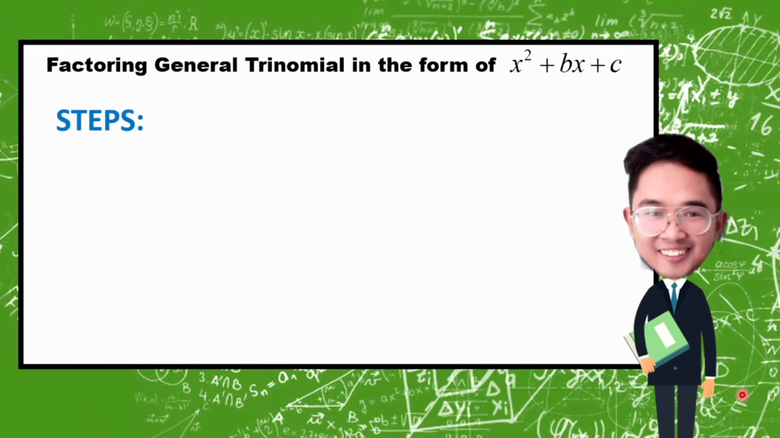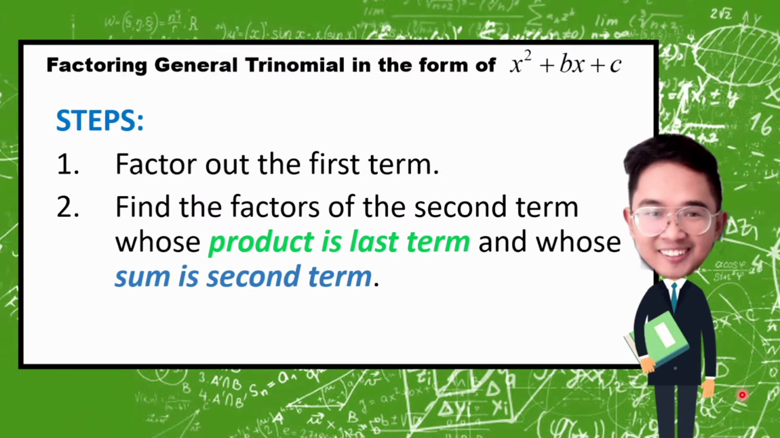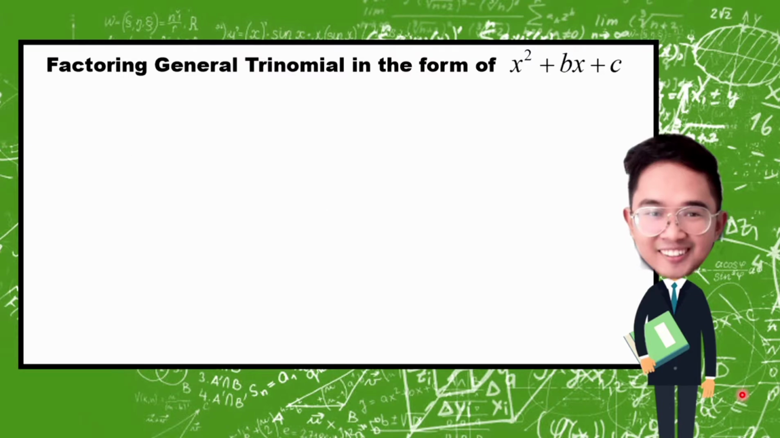Here are the steps that we need to follow in order to factor general trinomial in the form of x squared plus bx plus c. First, factor out the first term. And second, find the factors of the second term whose product is last term and whose sum is second term. For better understanding, let's have these examples. X squared plus 5x plus 6. What are the factors of the first term, which is x squared? The factors are x multiplied by x.